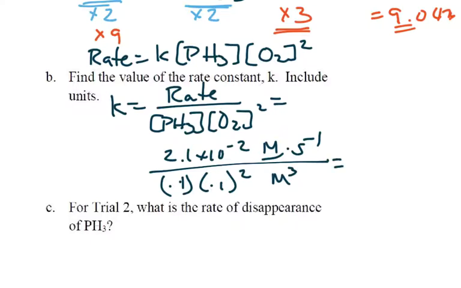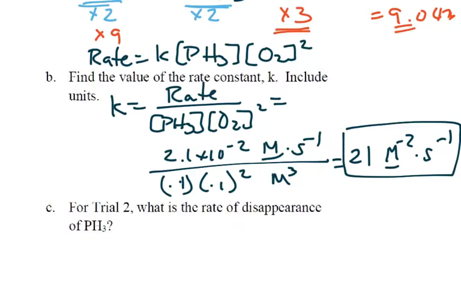So I'm going to divide by 0.1, which is like multiplying by 10. So that would be 21. And I have a molarity on top and 3 molarities on the bottom. So that's going to be molarity to the minus 2, seconds to the minus 1. And that would be my answer. So that's the value of K, and that's my units.